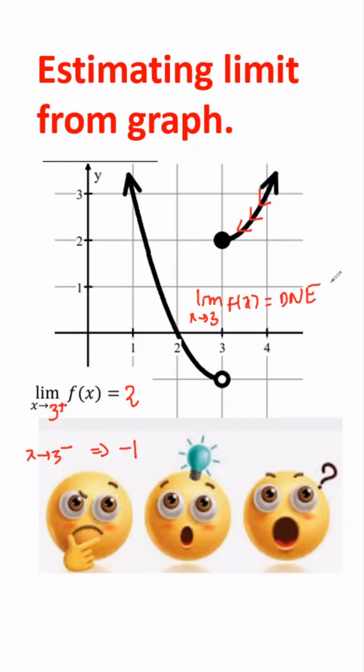So a limit is basically not the value of the function at that point. Limit is a game of neighborhood: what value the function approaches when you approach from the neighborhood.